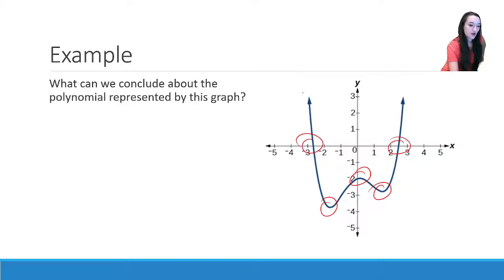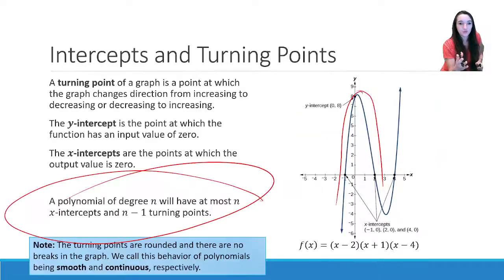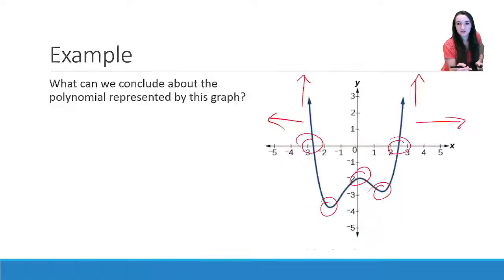We can also say our end behavior, as x is going towards negative infinity, so in other words, as we head towards the left, our y value is going up. And as we head towards the right, our y value is still going up. So we get all of this information, and that gives us some interesting stuff. First, the 2 x-intercepts say that our degree has to be at least 2, because, again, we know a polynomial will have at most n x-intercepts.